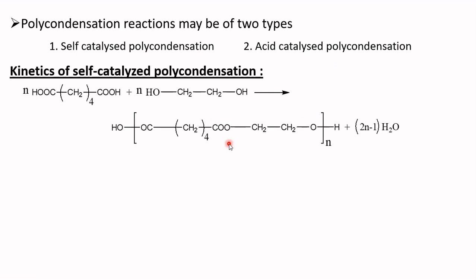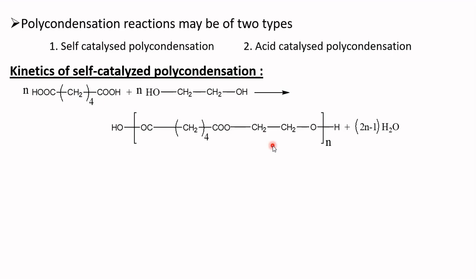Here I am taking the same example that I considered while explaining the mechanism, that is adipic acid. n molecules of adipic acid react with n molecules of ethylene glycol to give a polymer. For an uncatalyzed reaction where the diacid and diol are present in equimolar amounts, one diacid is experimentally found to act as a catalyst. See, this point is very important. In case of self-catalyzed polycondensation, one diacid is experimentally found to act as a catalyst.